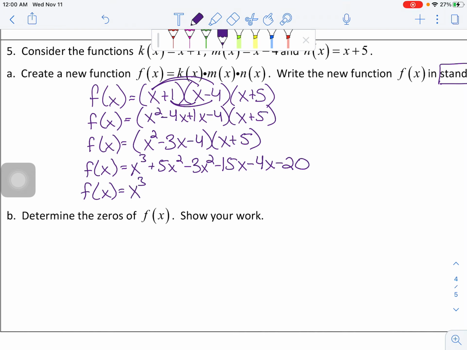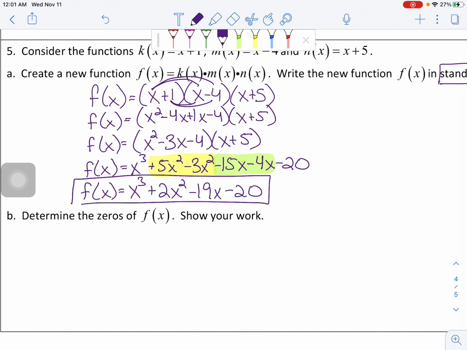And I swear we're almost done because now we're going to combine some like terms. So I've got positive 5x squared and negative 3x squared. And I have negative 15x minus 4x. So those all need to get combined up with each other. So 5 minus 3 is going to be positive 2x squared, and then negative 15x minus 4x is going to be negative 19x minus 20. That is the standard form.